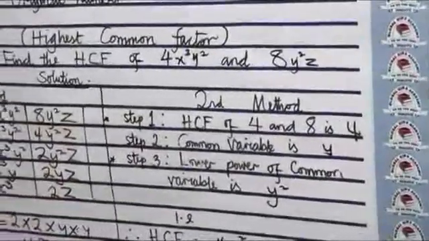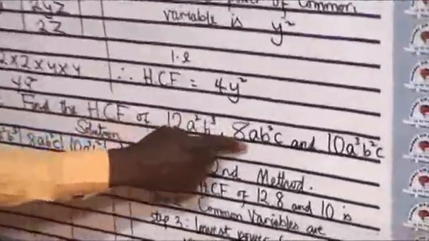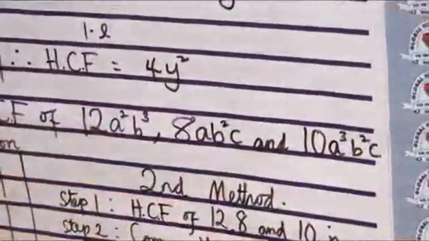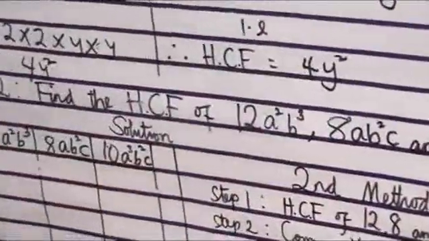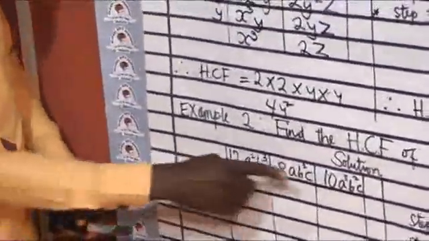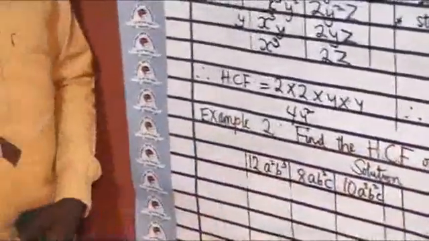Is that clear, everybody now? That's good. Let's find the example. Look at example 2. Find the HCF for 12a squared b cubed, 8ab squared c and 10a cubed b squared c. How are you going to get the HCF? What you need to do, write it down here. We have 12a squared b cubed, as the question is, just copy it and put it there.